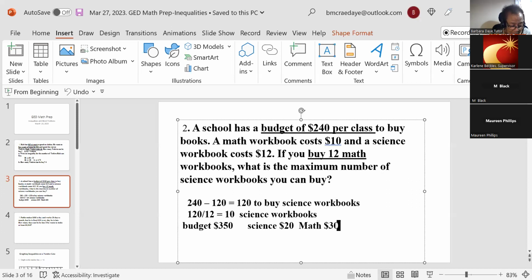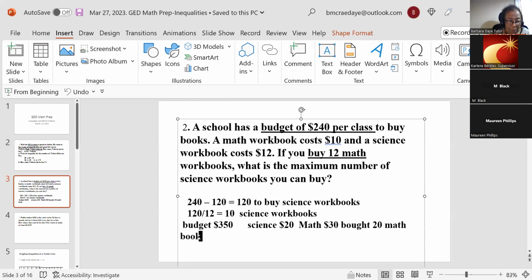Right? Okay. Bought 20 math books. Now, how many science books can you buy? Max number. Budget is 350. Find the max number of science books.